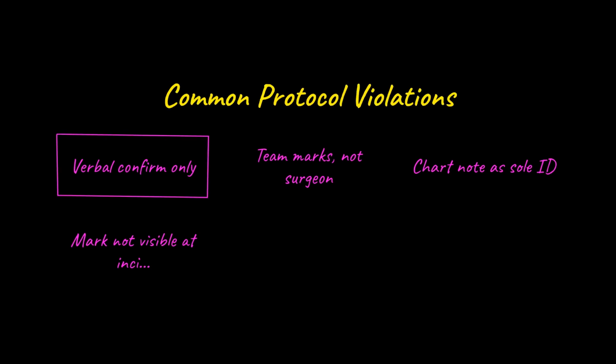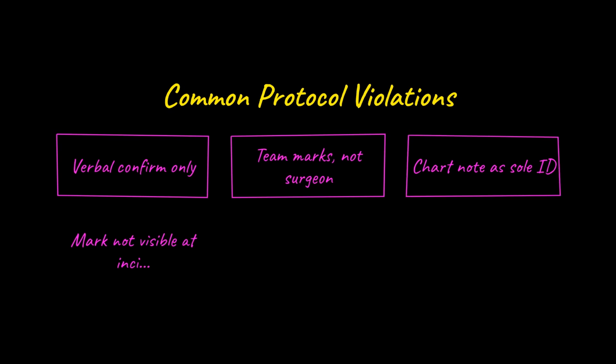Exam questions test whether you recognize these violations: relying on verbal confirmation alone, allowing someone other than the surgeon to mark the site, using only the chart note for site identification, or failing to ensure the mark survives surgical prep. Each one bypasses a critical safeguard and violates the Universal Protocol.